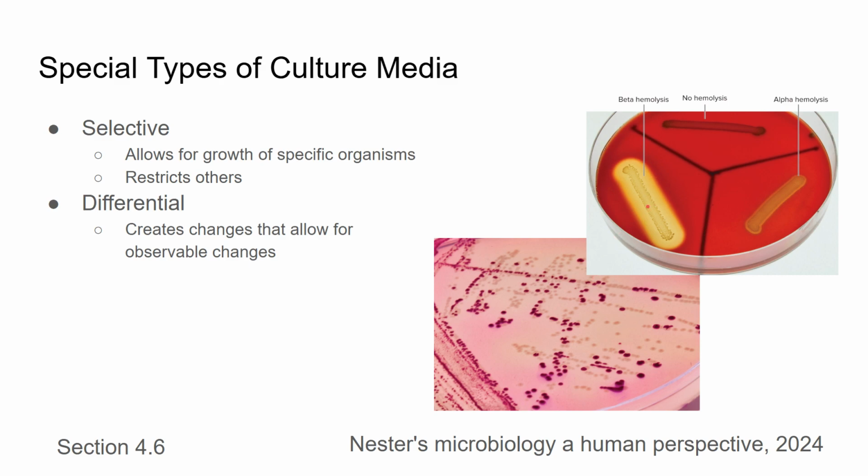Another example could be if you grow something on blood agar, you could see how much it breaks down those heme groups with beta hemolysis or alpha hemolysis breaking down more or less, and then possibly no hemolysis going on.